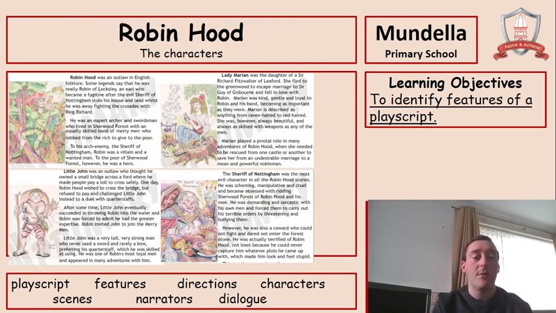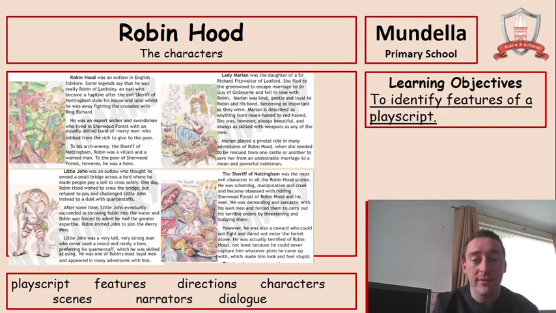How are we going to use that then? Well, here are our characters that we could use. We've got Robin Hood, we've got Lady Marian, Little John, and the Sheriff of Nottingham. Have a quick read through to see what those characters are like, and then we'll write a sentence each for the characters that you are going to use in your play.